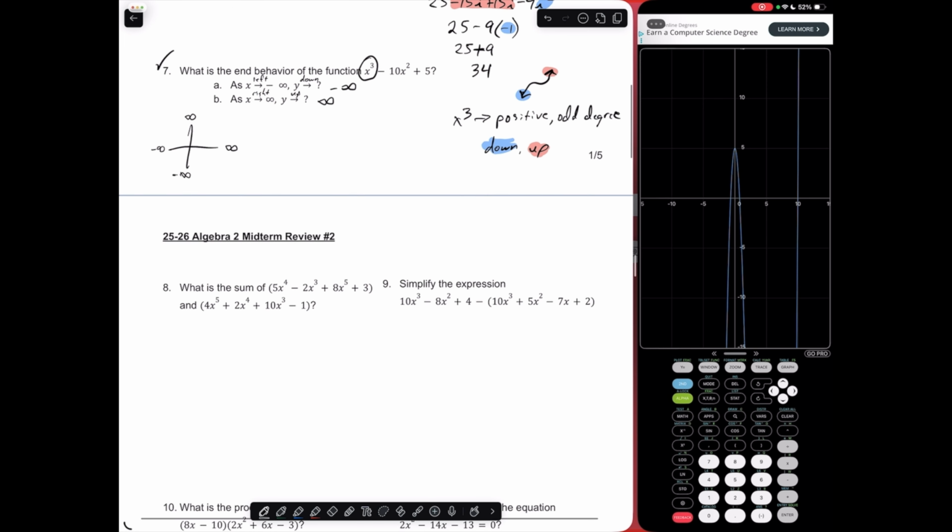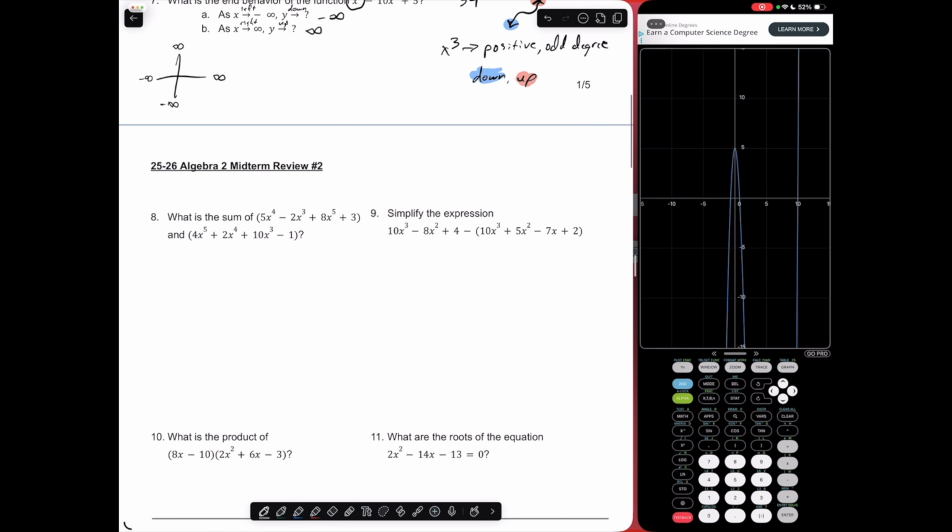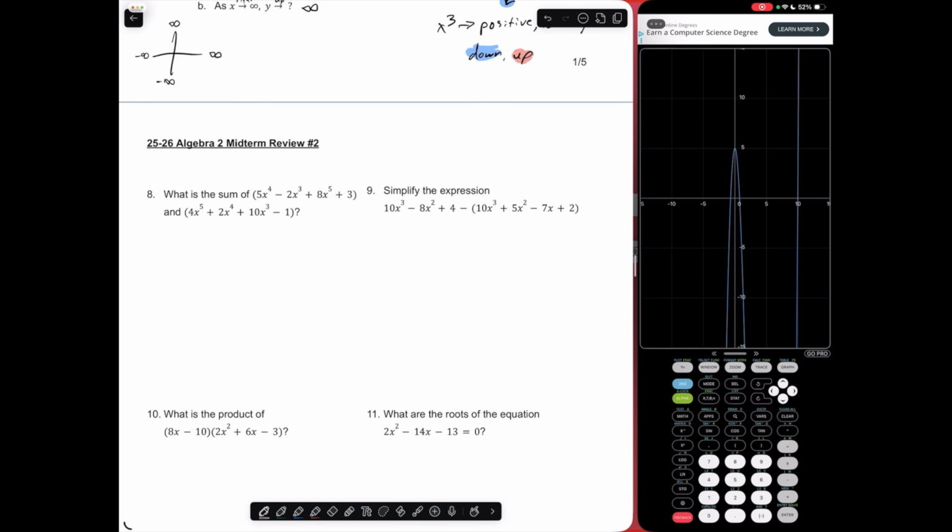All right, what is the sum of 5x to the fourth minus 2x cubed plus 8x to the fifth? So we're adding these. I'm going to write the whole thing out. So I'd have 5x to the fourth minus 2x cubed plus 8x to the fifth plus 3. Now these are not in standard form, so we do want to be mindful of that. Since it's addition, we can drop all the parentheses.